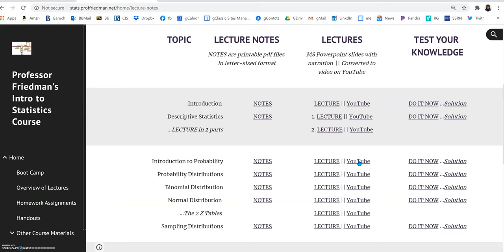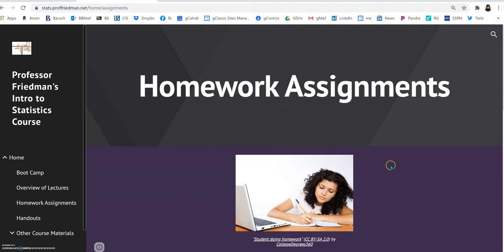Then we've got for each topic a very small set of exercises that we call test your knowledge, and this is the do it now link. I did the lecture, I know the material, I want to make sure it sticks, so I'll do a couple of problems. This is not your actual homework. This is just exercises to test your knowledge and make sure that you keep that knowledge. But what do you do after you finish the lectures? You go to homework assignments over here on the left-hand side in the navigation pane. And let's go over to the other Professor Friedman.